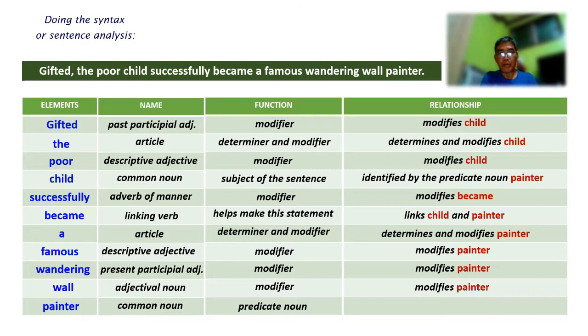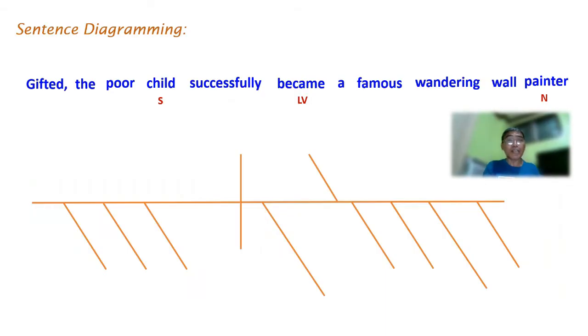Showing its relationship to other word in the sentence, this predicate noun identifies the subject child or gives another name for such subject. This is the correct analysis of the given sentence. Gifted, the poor child successfully became a famous wandering wall painter. Let us now proceed to sentence diagramming. Our given example of sentence is: Gifted, the poor child successfully became a famous wandering wall painter.